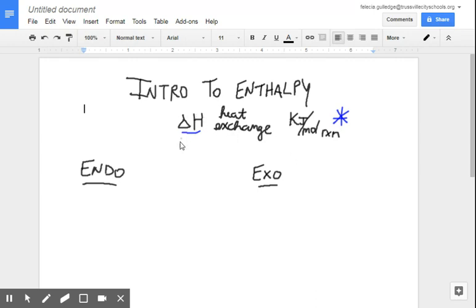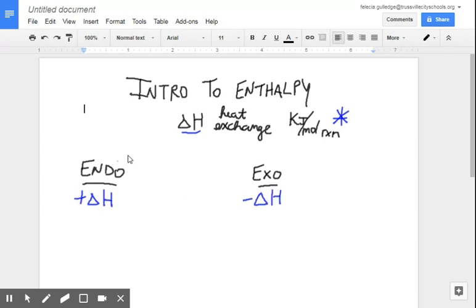Now, enthalpy can be classified as either endothermic or exothermic. So I want to just kind of look at these two and compare and contrast them. If you have a reaction that is endothermic, we give that a positive delta H sign. Sign conventions are very important in thermo. If you have a reaction that is exothermic, that is a negative delta H sign.